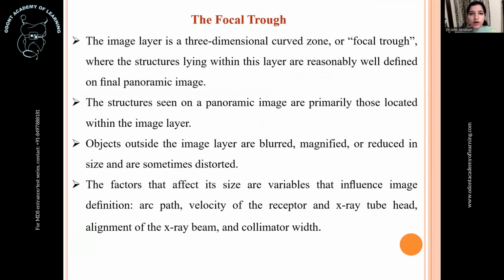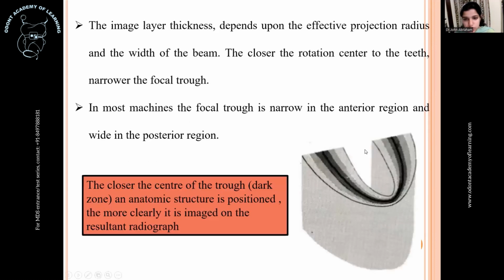So what is meant by focal trough? This is an important term which is considered when we are talking about the image that is being formed. The image layer is a three-dimensional curved zone, or focal trough, where the structures lying within the layer are reasonably well defined in the final panoramic image. The structures seen on the panoramic image are primarily those located within the image layer. The objects outside the image layer are blurred, magnified, reduced in size, and sometimes distorted. So it will be better to explain with a picture.